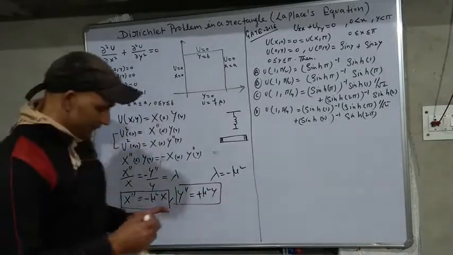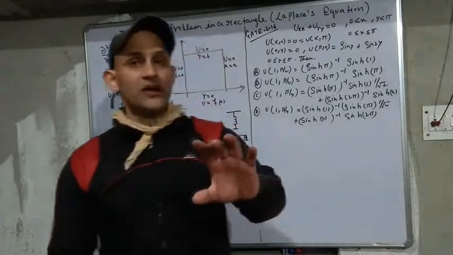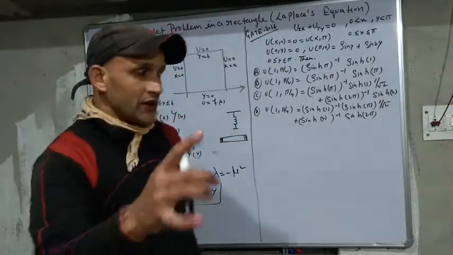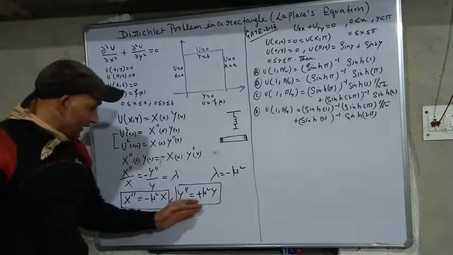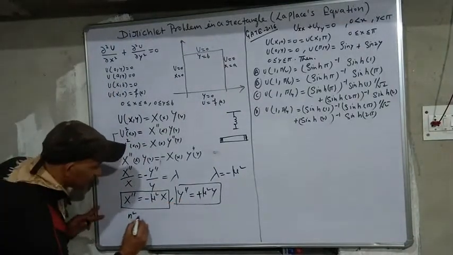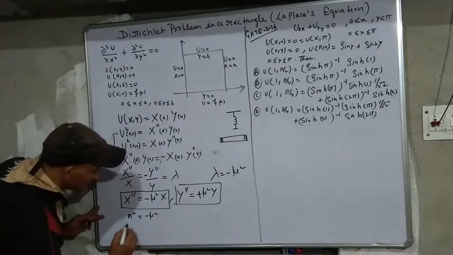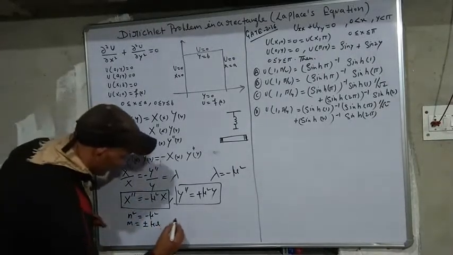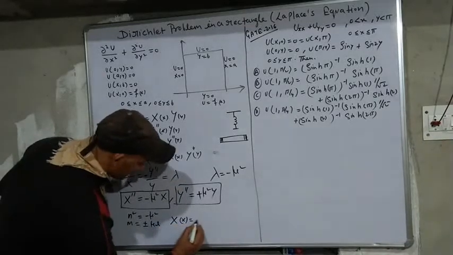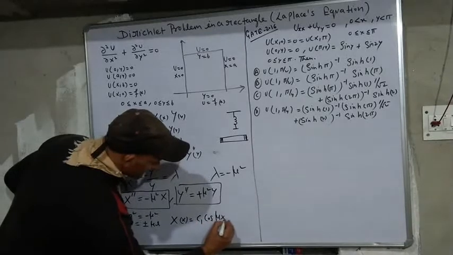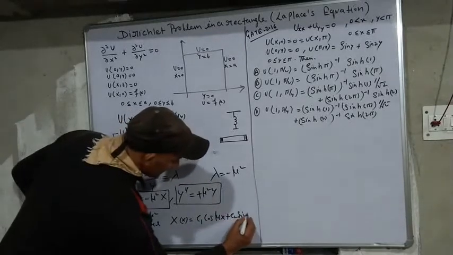You must go to the ordinary differential equation lecture, where we explained how to solve it. Here m square is equal to minus mu square, then m is equal to plus minus mu i. In this condition, X of x is equal to c1 cos mu x plus c2 sin mu x.